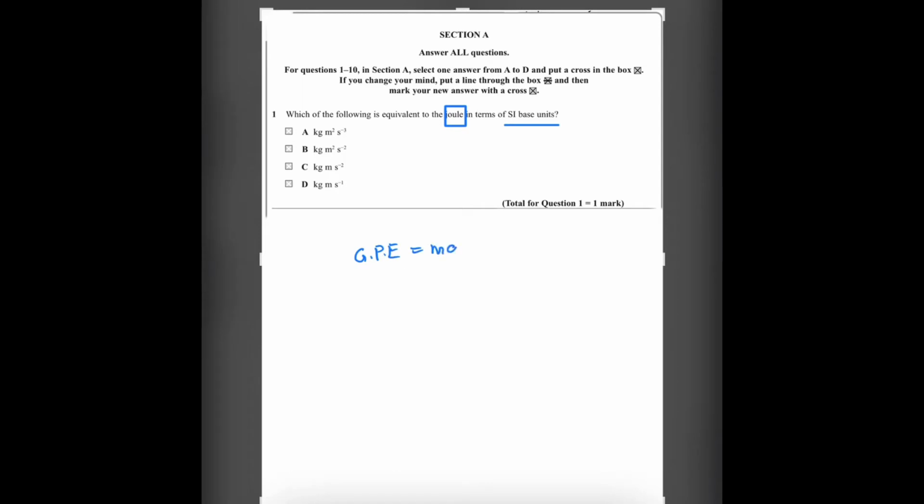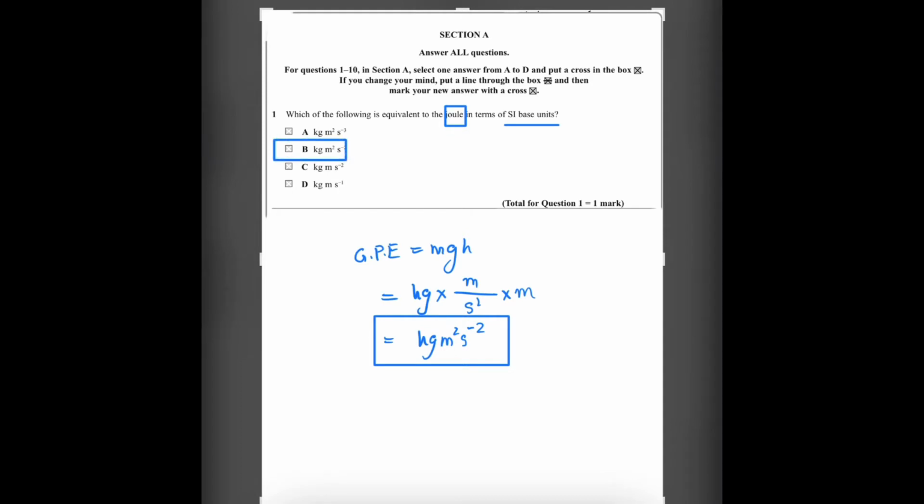GPE equals mgh, where m is the mass, g is the gravitational field strength due to the earth, and h is the height above which any object is present. Mass is in kg, the standard international unit for mass. Gravity is meter per second squared, since gravity is a type of acceleration, and height is in meter. So we have kg m² s⁻². What answer matches this? B. So the answer to number 1 is B.